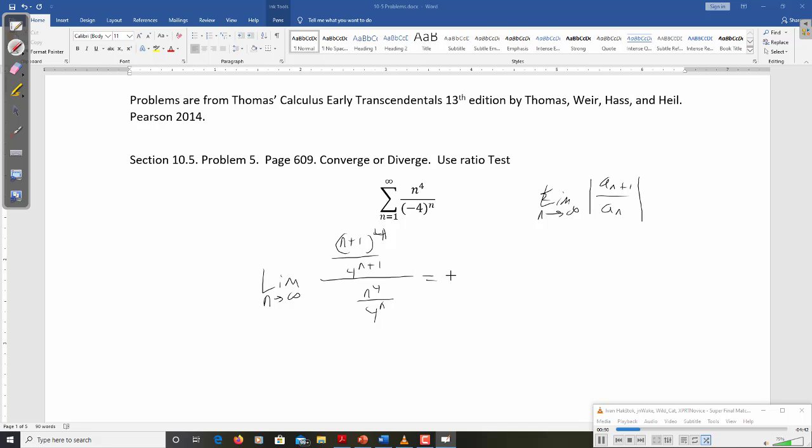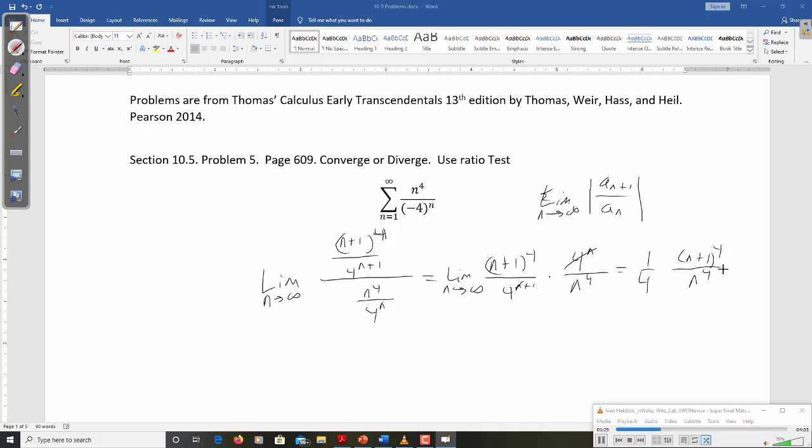Let's see here. This equals the limit as n goes to infinity of (n+1) to the 4th over 4 to the n+1, times 4 to the n over n to the 4th. We cancel out the 4 to the n. This will be 1/4 times (n+1) to the 4th over n to the 4th.